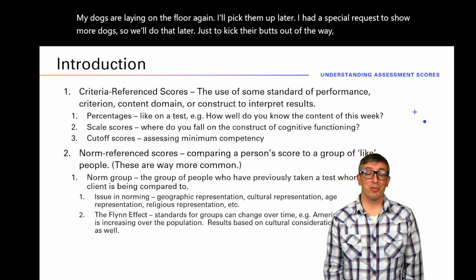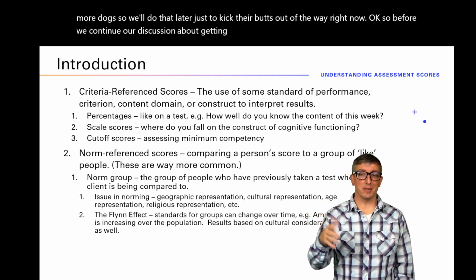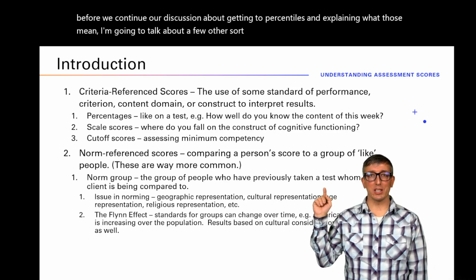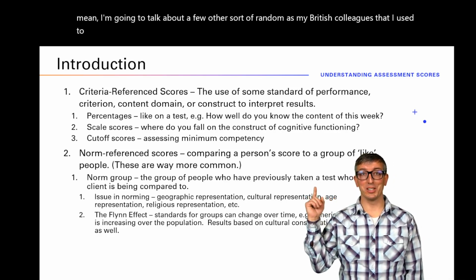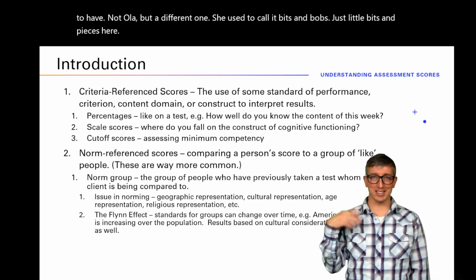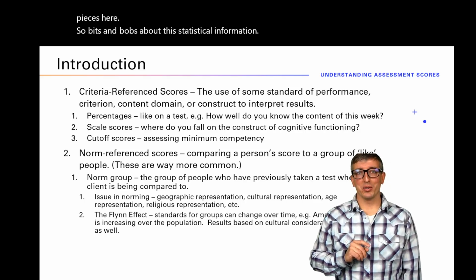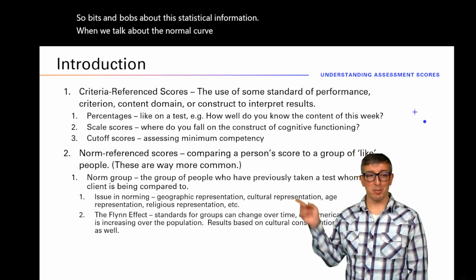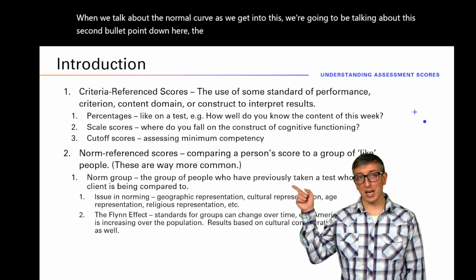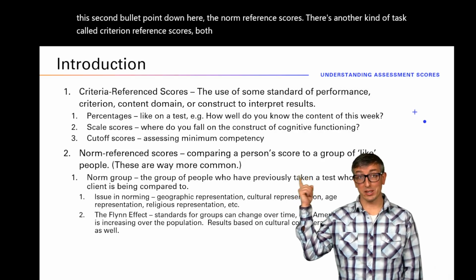Okay, so before we continue our discussion about getting to percentiles and explaining what those mean, I want to talk about a few other sort of random, as my British colleague that I used to have, not Ola, but a different one, used to call it, bits and bobs, just little bits and pieces here. So bits and bobs about this statistical information. When we talk about the normal curve, as we get into this, we're going to be talking about this second bullet point down here, the norm reference scores. There's another kind of test called criterion reference scores. Both of these are important, and both of these you will use.